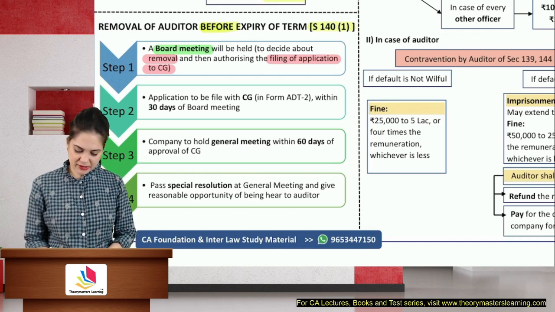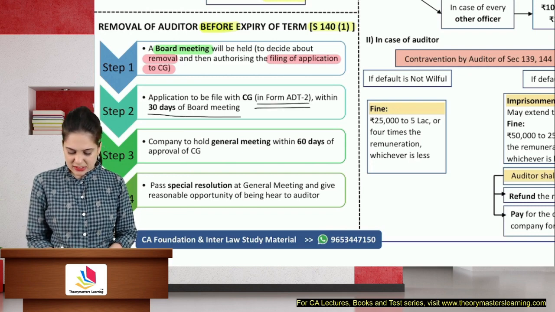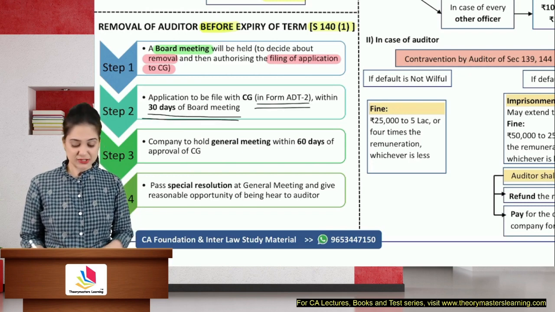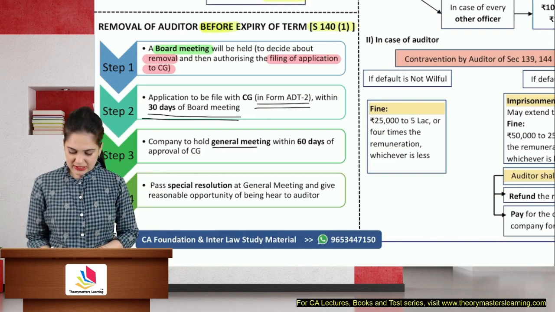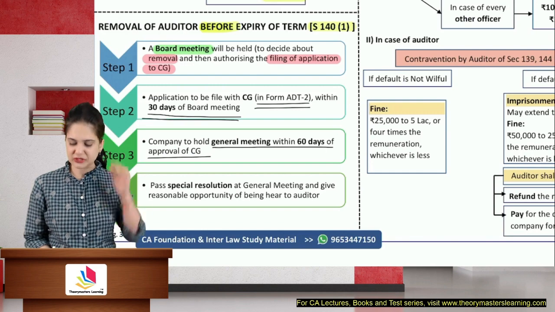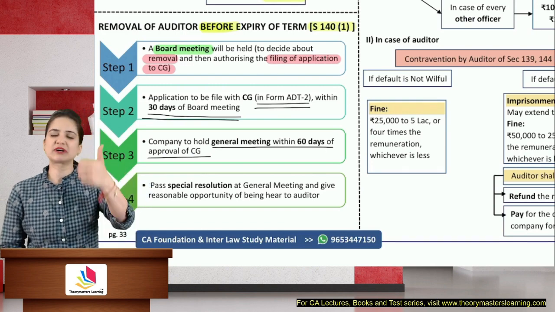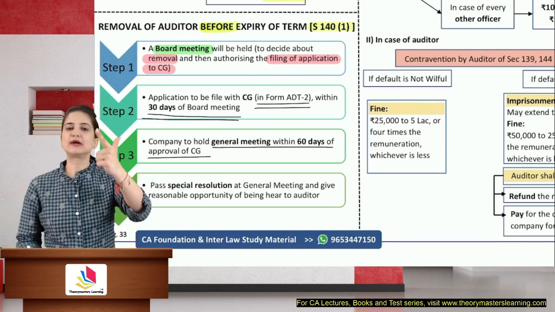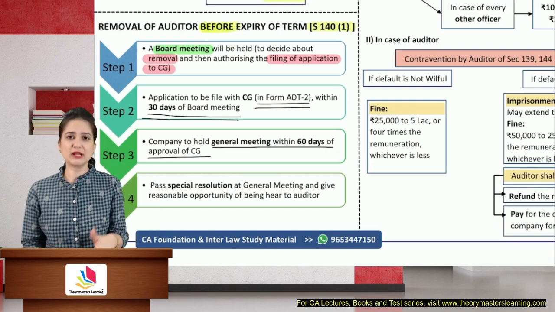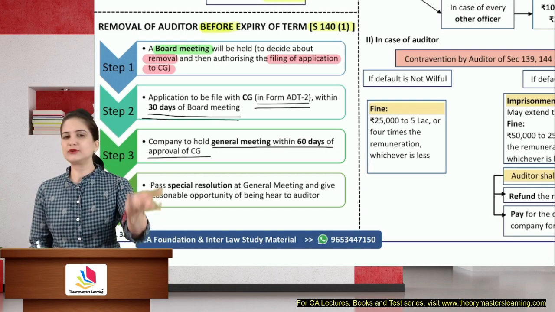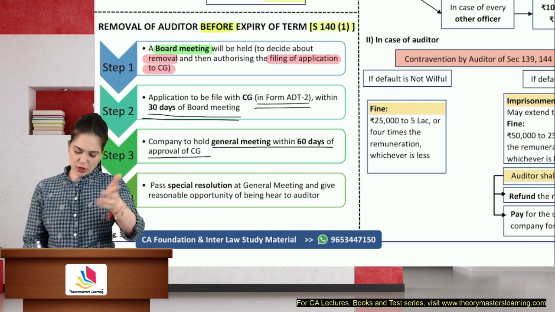The application to the central government will be made in form ADT2 within 30 days of the board meeting. The central government will give its approval. The company is to hold the general meeting within 60 days of approval of the central government. So what is the sequence? First, call the board meeting, apply to the central government. The central government will give its approval, and within 60 days of approval, you will hold a general meeting with your members.